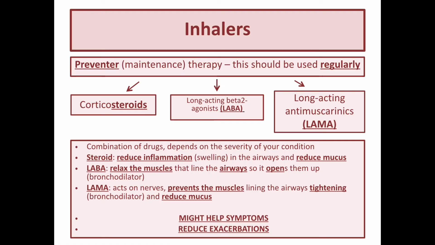There are inhalers that need to be used every day, which are called maintenance inhalers. There are 3 main drugs that could be in these inhalers. These are corticosteroids, long-acting beta-2 agonists, or long-acting antimuscarinics. Corticosteroids work by reducing swelling in the airways and can reduce mucus. Long-acting beta-2 agonists work by relaxing the muscles that line the airways and opens them up. Long-acting antimuscarinics act on nerves and stop the muscles lining the airway from tightening and keeps them open.